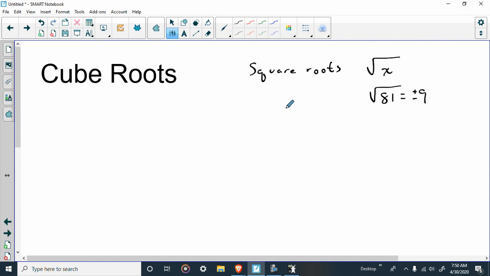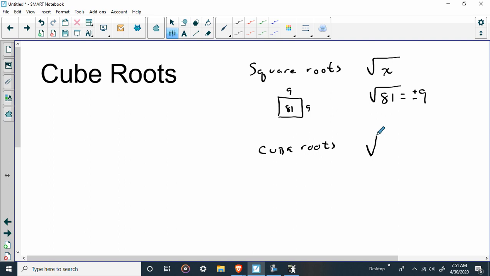And why essentially we call it a square root is that if I took a square and I said, hey, the area is 81, how long are the sides? Well, you know that 9 times 9 makes 81. What we're talking about today are cube roots, okay? Now, these are also a type of radical, but we're going to call them cube roots, okay?